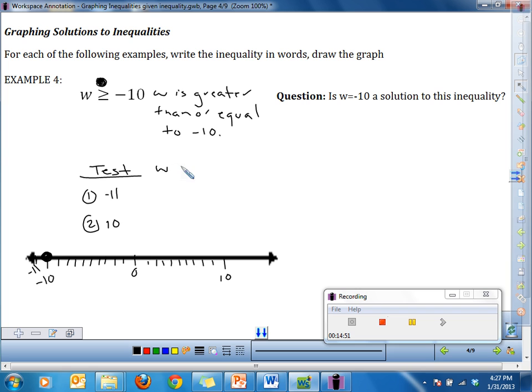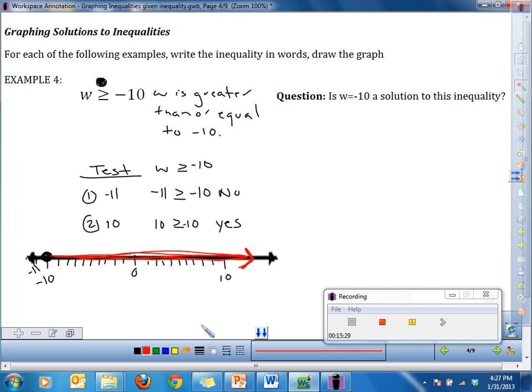So let's see. Is -11 greater than or equal to -10? The answer to that is no. It is not greater than or equal to negative 10, because negative 11 is smaller than negative 10. Let's try the next one. Is 10 greater than or equal to negative 10? Yes, 10 is bigger than negative 10, which tells me that the solution is everything to the right of my dot. So I'm going to shade in everything to the right of my dot.